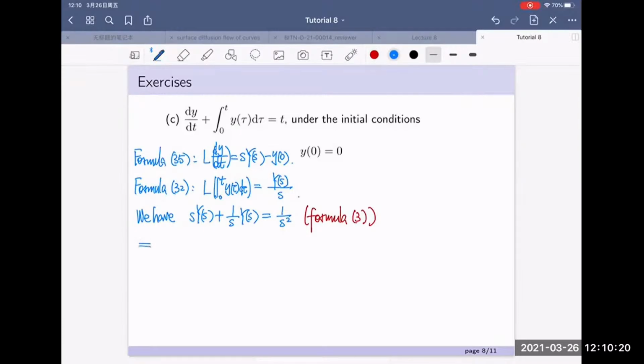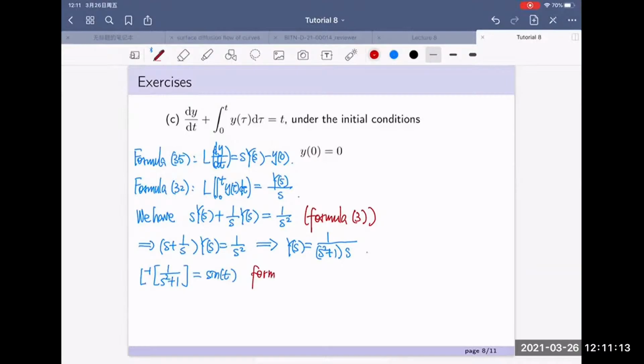Okay, so you can solve for capital Y. If you multiply S on both sides and divide by the coefficient of capital Y, you get this. So you need to apply inverse Laplace transform to this function. But you know that the inverse Laplace transform of this function is known. Let's see, S squared plus 1 in the denominator. This is a sine function, right? Okay. You can find this in formula 7, I think.